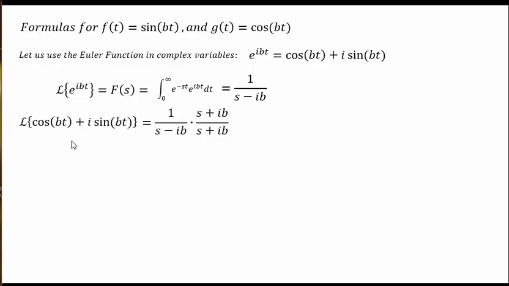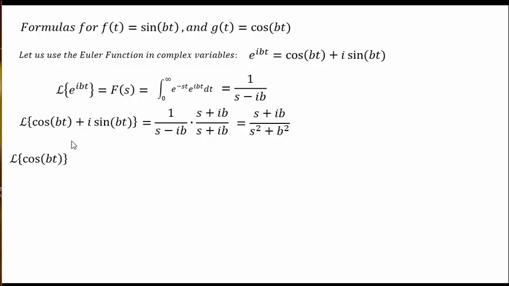We want to write this in complex number standard form, a plus ib. So we multiply the numerator and denominator by the conjugate of s minus ib, so that my denominator will be a real number, s squared plus b squared. In the top I have s plus ib.